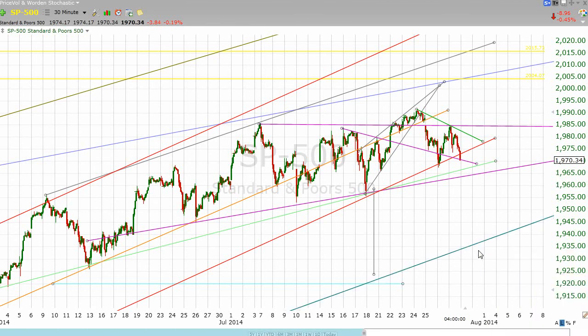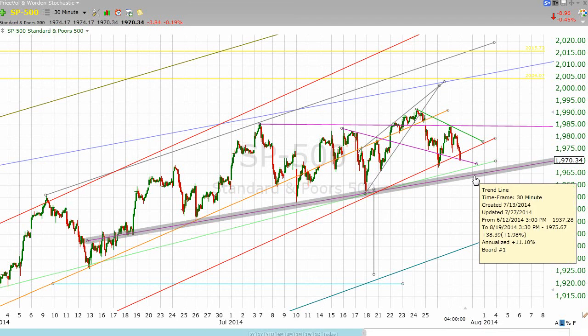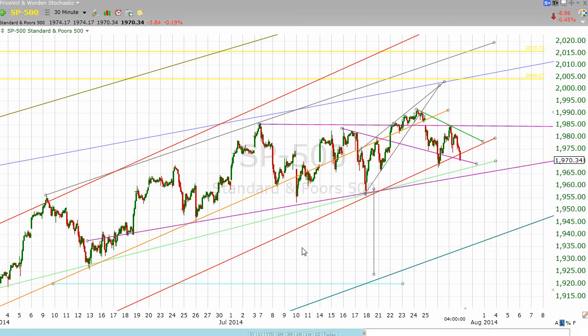And hopefully this support line would hold if we end up breaking this support line right here. So guys, there's your video for July 29th, 2014. We're just kind of back into sideways. Let's see which way she goes from here.